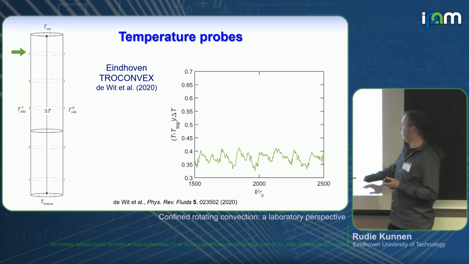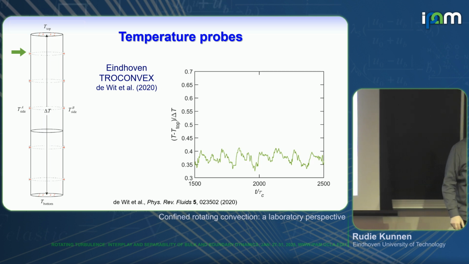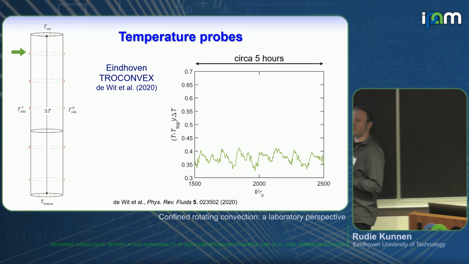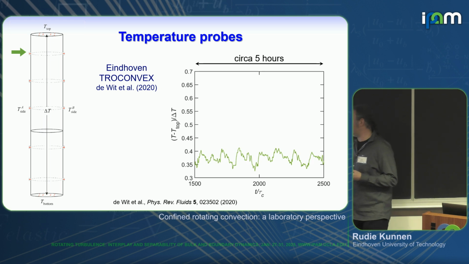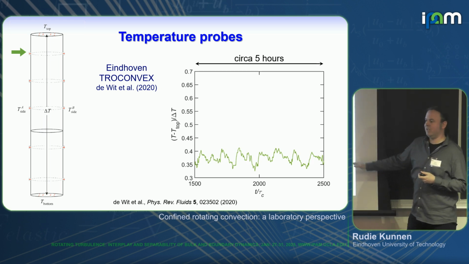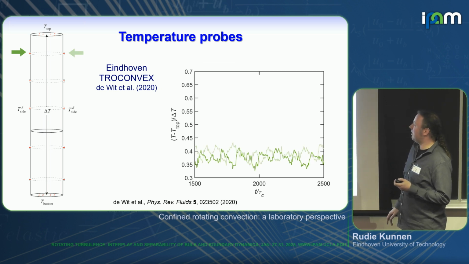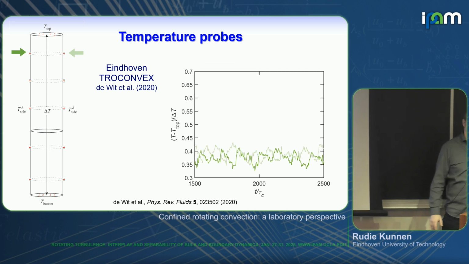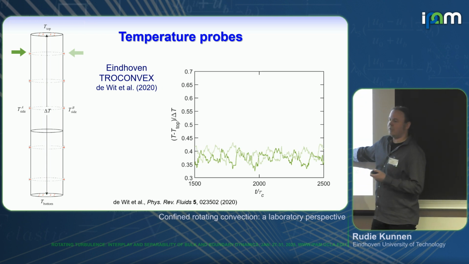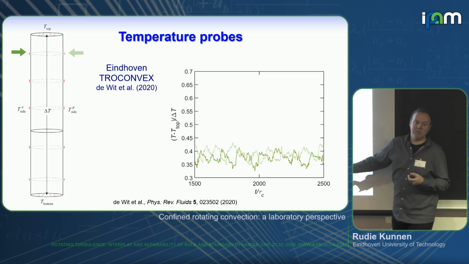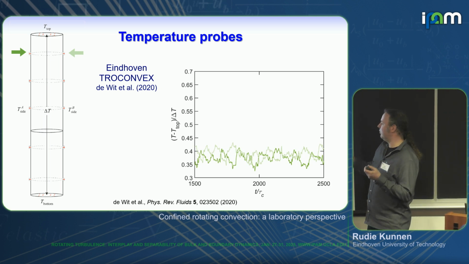So we have periods of time where it's slightly warmer and periods of time where it's slightly colder. Just to put things in perspective, this is about 5 hours. So it's a pretty long time scale that we are dealing with here for an experiment. So let's have a look at the opposite probe. And if you look closely, you will see that generally they are in antiphase, as they should be. So that's good. This is something that we can use.